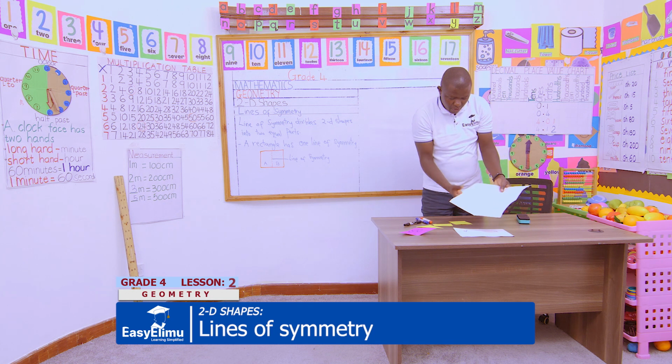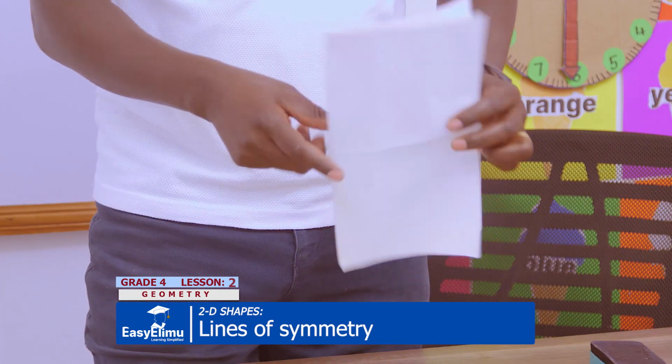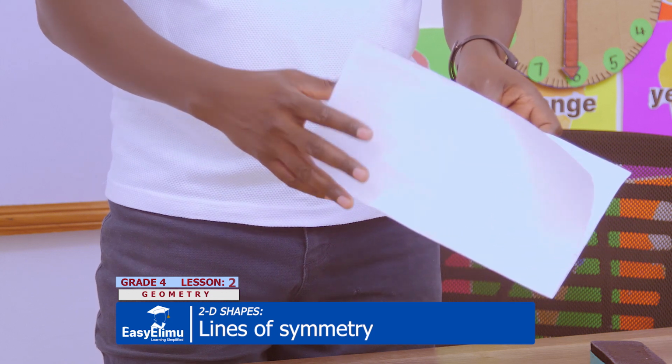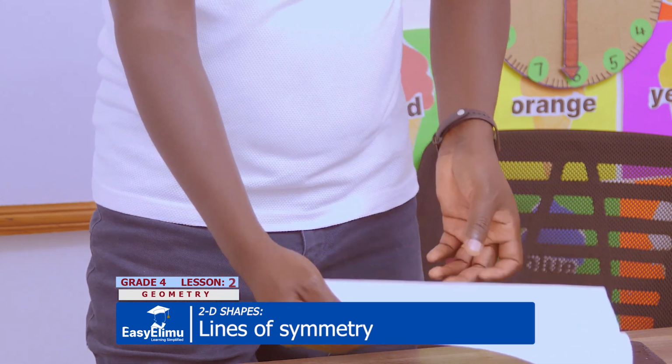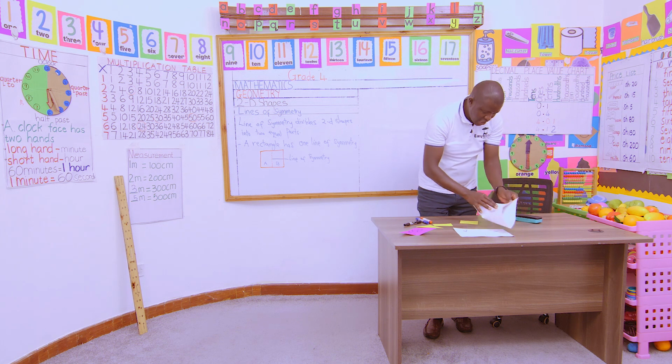Let us try this other way. You see whether we can have also another line of symmetry. You are folding yours also. Good. We also have another line of symmetry here because this part and this part are the same. That is correct. Do we have another line of symmetry? Let us try to see.